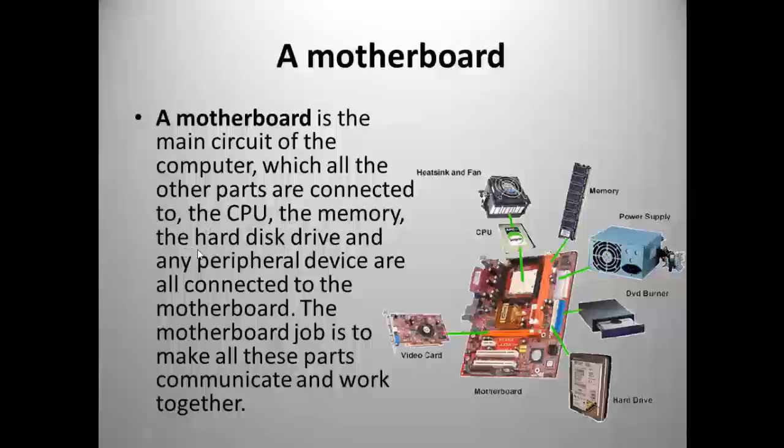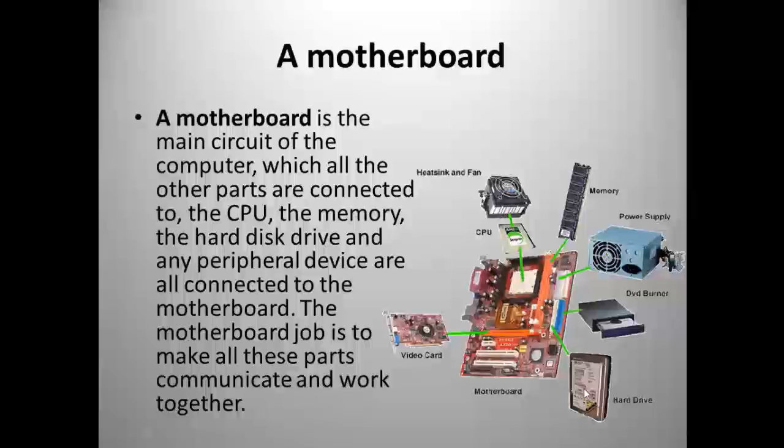The CPU, the memory, the hard disk drive, and any peripheral device are all connected to the motherboard. The motherboard's job is to make all these parts communicate and work together. It's really easy, right? The motherboard, all of your peripheral devices are connected to it, and its job is to make all these parts communicate and work together.